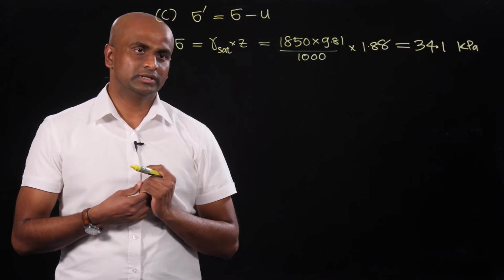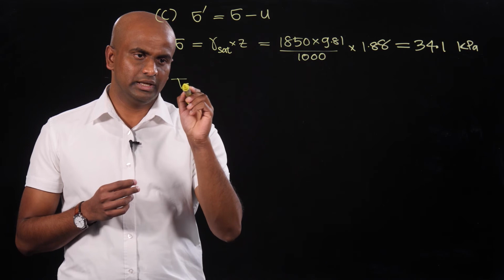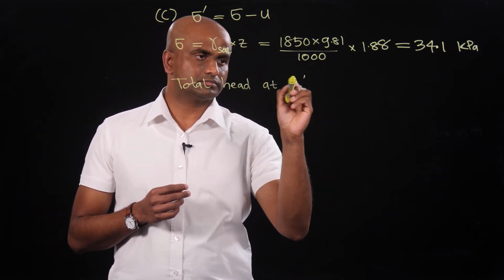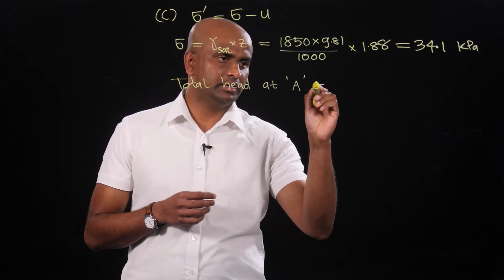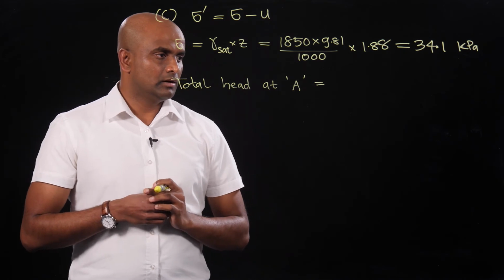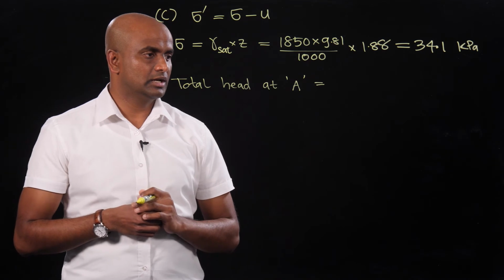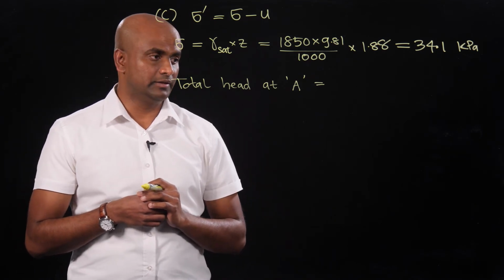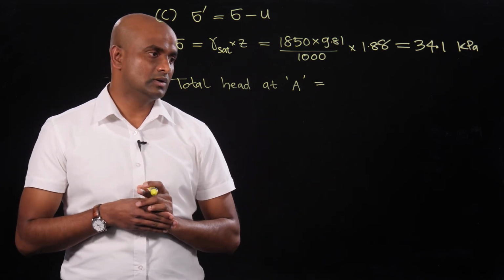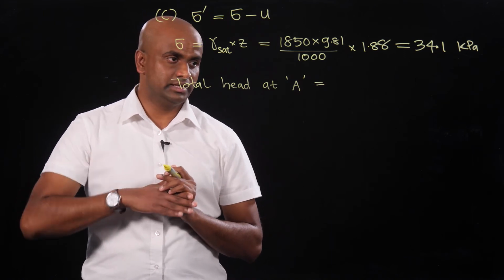So first what we could calculate is the total head at point A. To calculate the total head at A, we know that we can calculate the total head at the downstream boundary, and then from that we can determine the total head at point A. For that we need to define a datum again. So I will take the horizontal level that goes through point A as the datum.